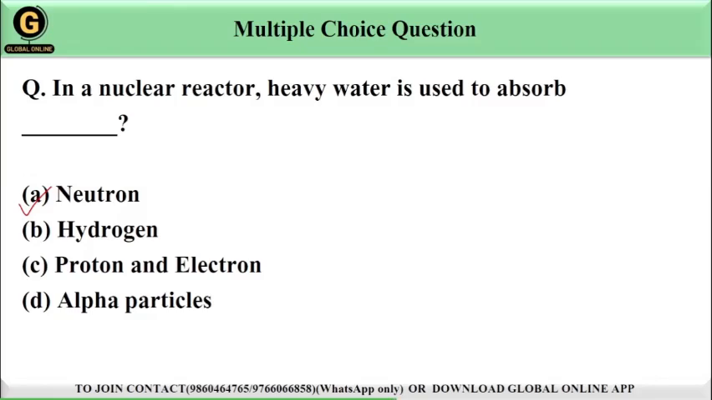This helps control the rate of nuclear chain reaction by slowing down the neutrons so they can effectively interact with the fuel. So the correct answer is option A, neutrons. Let's move to the next question.